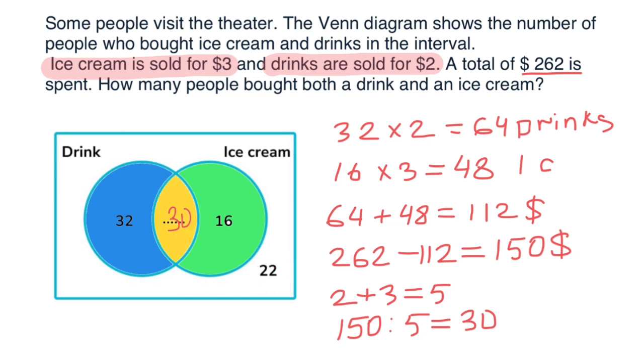And we also include these 30 people in this intersection because they belong to this circle because they bought drink, and to this circle because they bought ice cream. But they also have unique properties which make them different from these people and these people because they bought both drink and ice cream. And this is all for today.